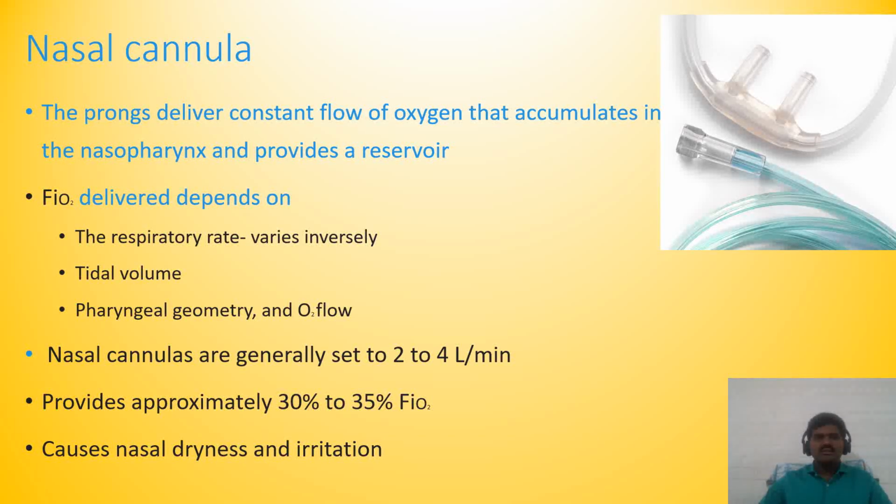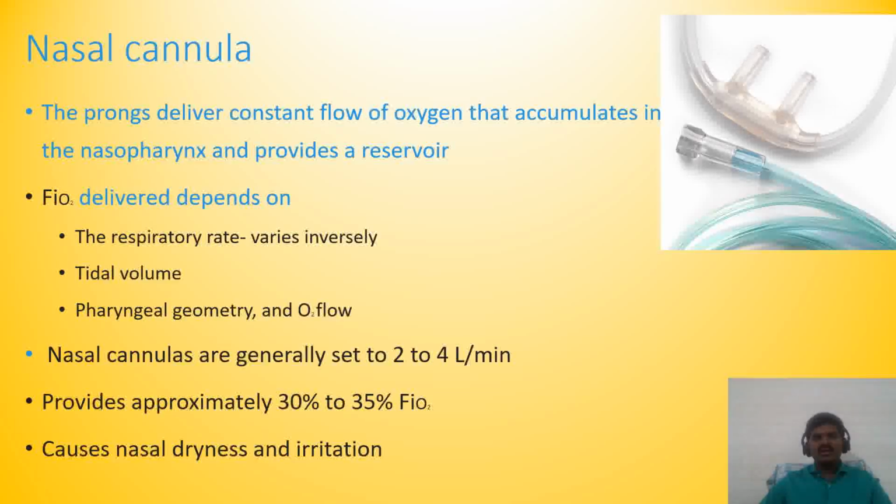Nasal cannulas: the prongs deliver a constant flow of oxygen that accumulates in the nasopharynx and acts as a reservoir for oxygen. In this device, these two cannulas will go into the nose and this is the port for connecting to the oxygen source. The FiO2 that is delivered varies inversely with the respiratory rate. If the respiratory rate is very high, FiO2 decreases. It also depends on the tidal volume, the pharyngeal geometry, and the O2 flow rate.